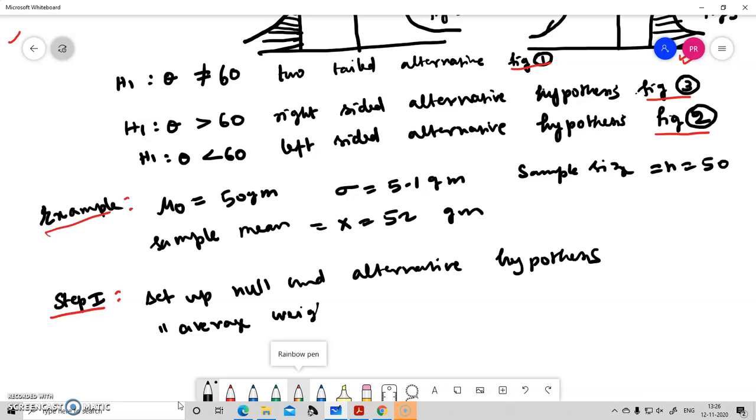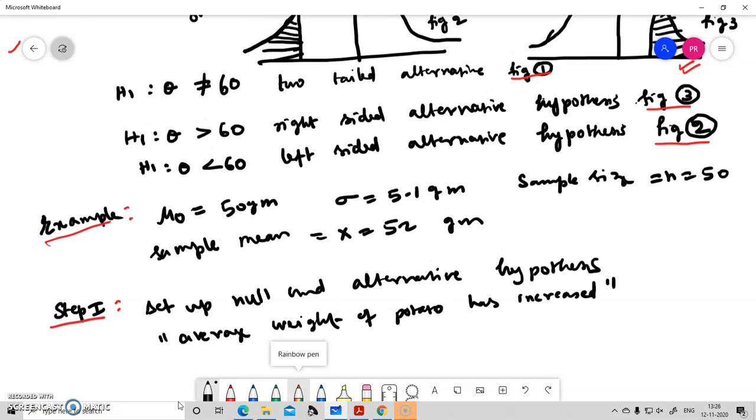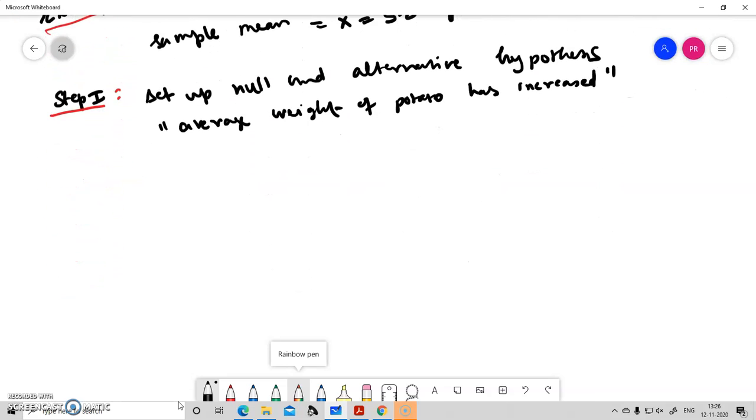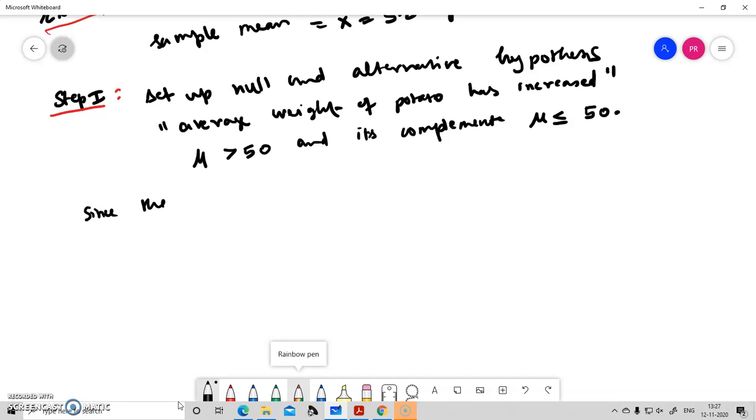Average weight of potato has increased. That is, mu is greater than 50, and its complement, whenever you say mu is greater than 50, will be mu is less than or equal to 50.